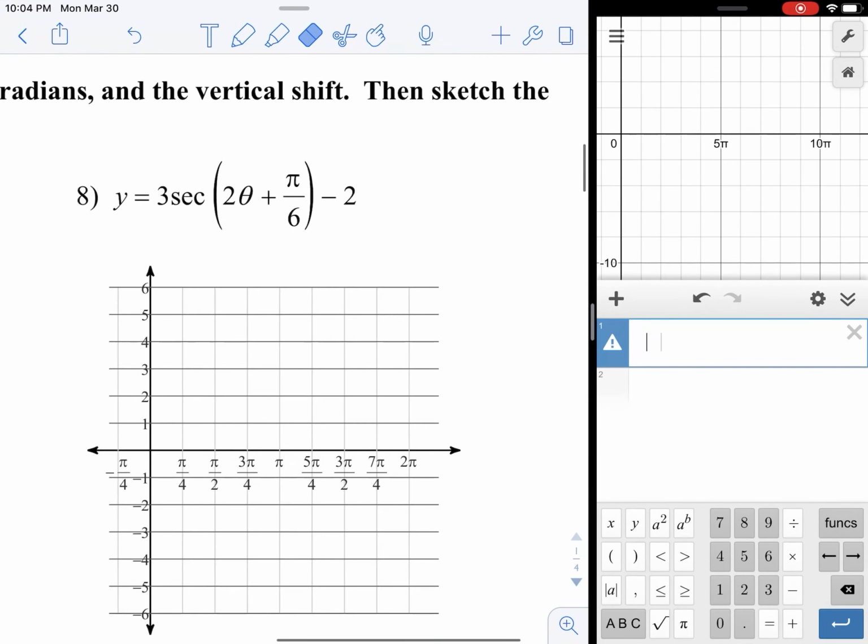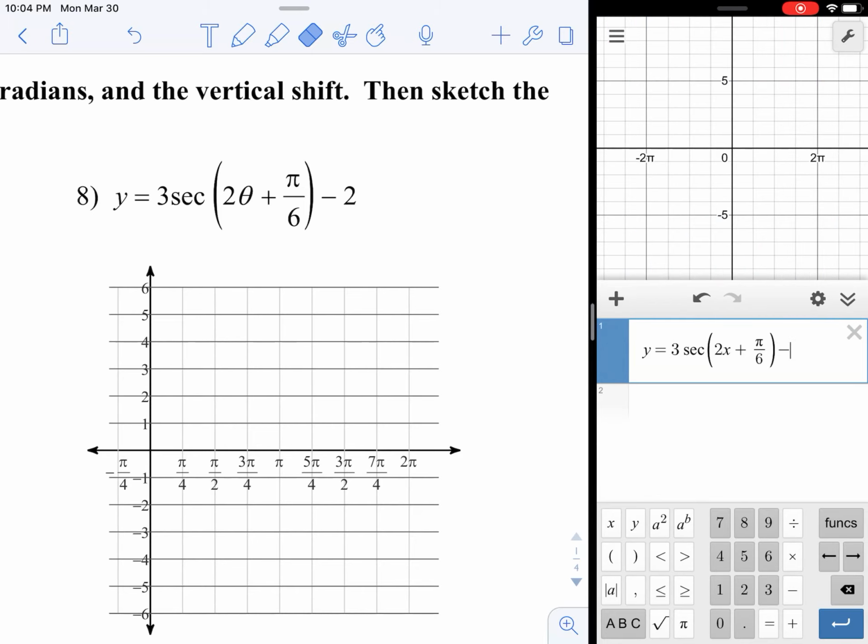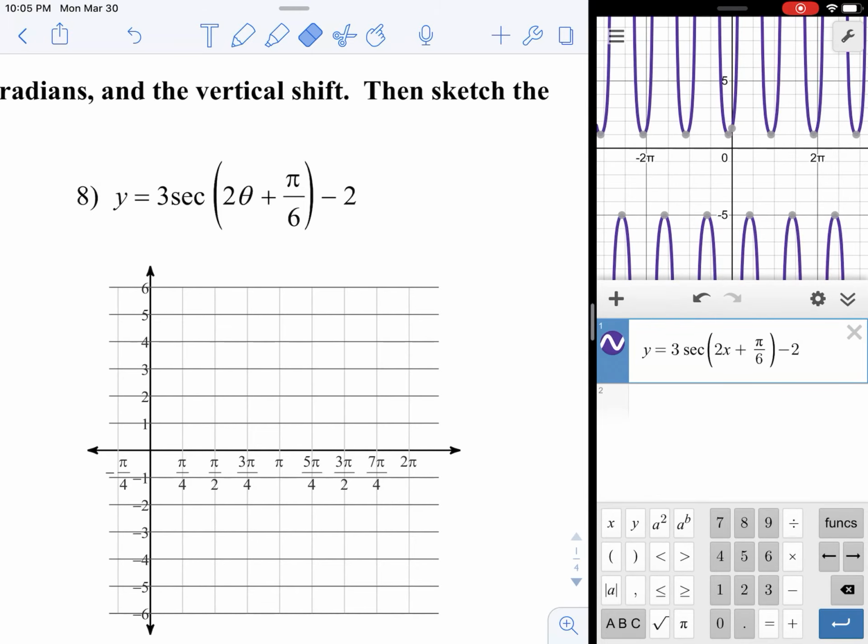And I'm not going to dance around this. We'll just graph it, and I'm not going to try to give you clues and hints and tips. I'm not going to plot points. We're just going to go right to it. So y equals 3 secant of, oh, before I go any further, let's make sure that I am in radians and my step is pi. Okay, so this is still good from the other day. So for 2 theta, I'm going to use 2x plus pi over 6 minus 2. And that is what that looks like.